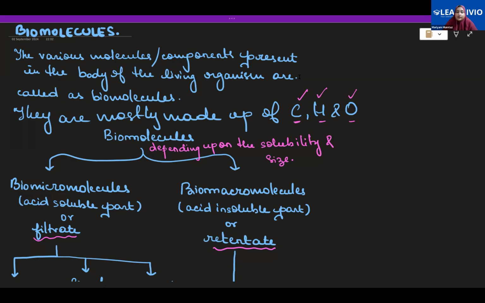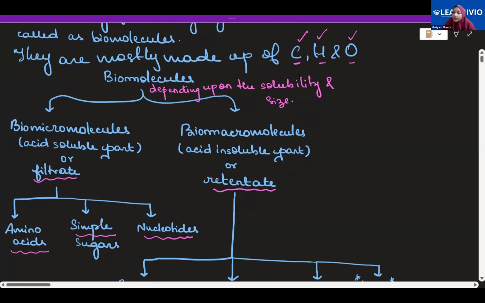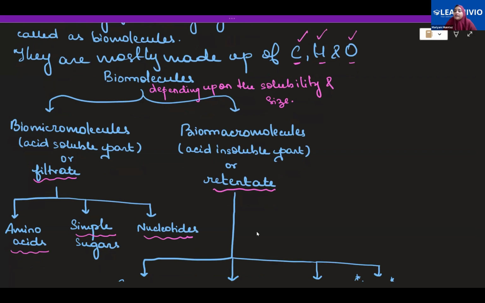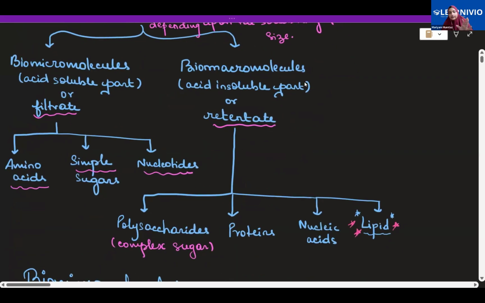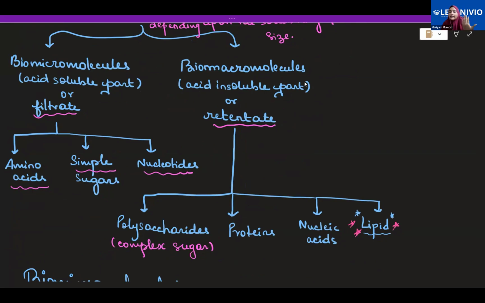Understood? So, bio-micro, these are the smaller ones. They are the ones that are soluble in the acid, so we call them filtrate. On the other hand, we have bio-macromolecules. These are the ones that are the acid insoluble part and we call them the retentate. So what are all the various things? You see amino acids, simple sugars, nucleotides, then there are polysaccharides. So all of these are biomolecules.